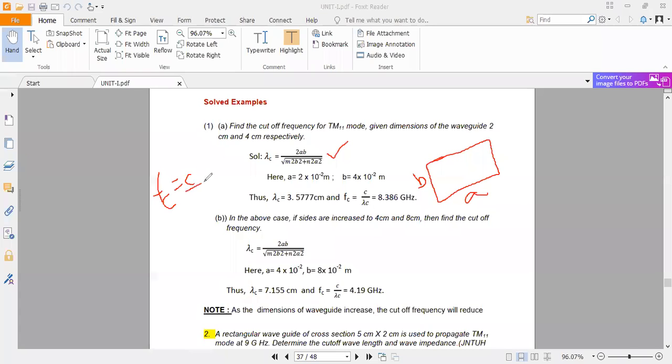C by? Ma'am, 2 by square root of m square by a square plus n square by b square. That will simplify. C by 2 into square root of m by a whole square plus n by b whole square. This is the expression we derived. This is the cutoff frequency expression.